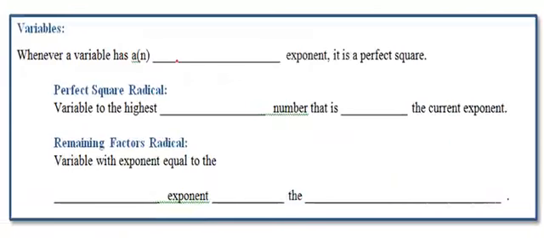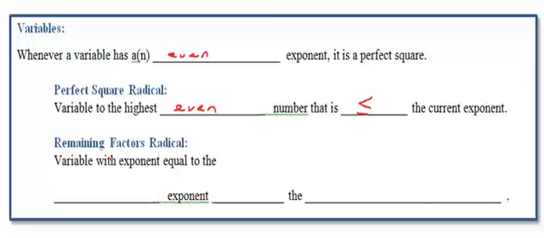Whenever a variable has an even exponent, we said it was a perfect square. So now we need to create our perfect square radical and whatever's left. What we're going to do is take our variable to the highest even number that is less than or equal to the current exponent.